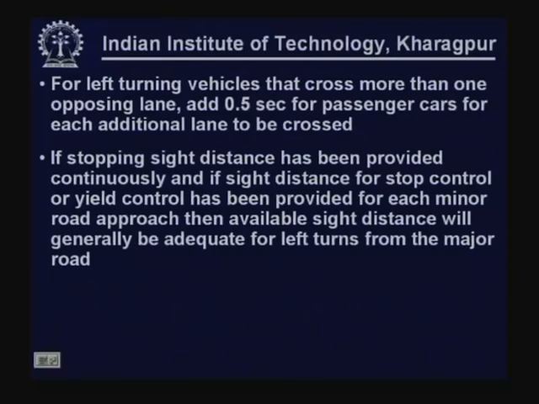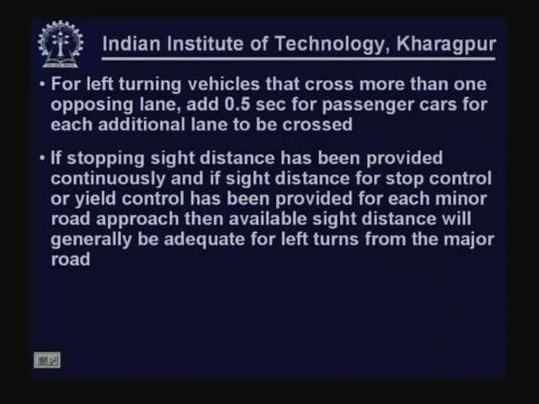So, for turning vehicles or left turning vehicles that cross more than one opposing lane, 0.5 seconds should be added for a passenger car, and a separate value is recommended for other design vehicle types, for each additional lane to be crossed. Obviously, if it is a wider road, more lanes are to be crossed. So, therefore, more time is required. So, AASHTO recommends that 0.5 seconds for a passenger car should be taken for each additional lane to be crossed.